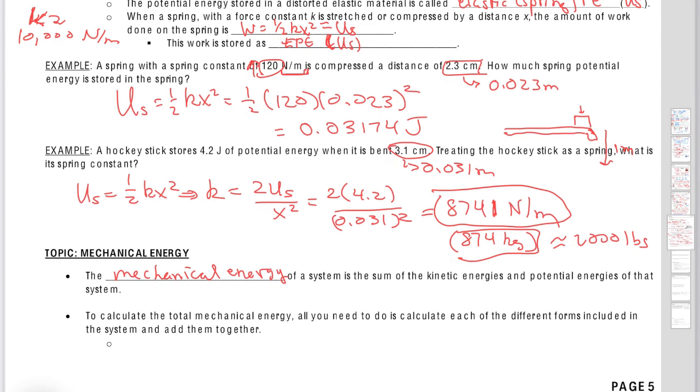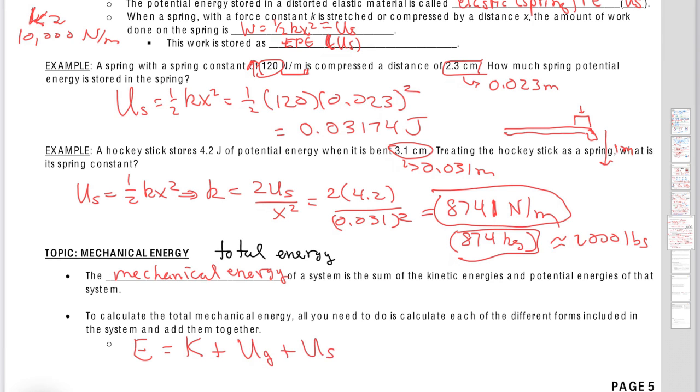energies of that system. So oftentimes mechanical energy is referred to as total energy. So if you see that in a problem, that's what they're talking about. These are one and the same. Now mathematically, essentially, what does that mean? So our mechanical energy is going to be represented by E. It's going to be the sum of our kinetic energy plus our two potentials.